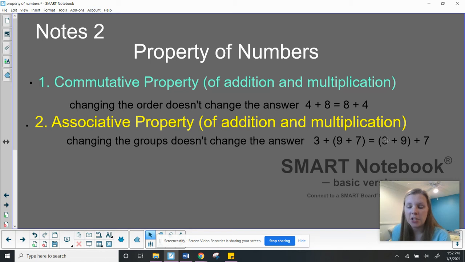On this side, if we start with a group, the 3 and the 9 are in the group. Do you see how those are different? The 3 and the 9 are a group, that's 12, and 12 plus 7 is 19. So it doesn't matter how you group them, you get the same answer. That's the associative property. Your job is to memorize: the commutative property goes with the order. The associative property goes with groups.